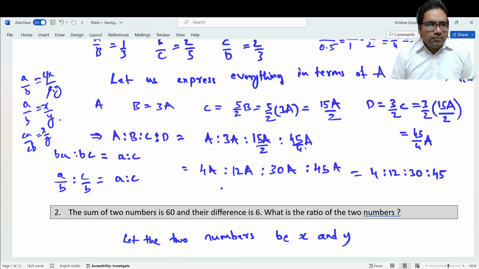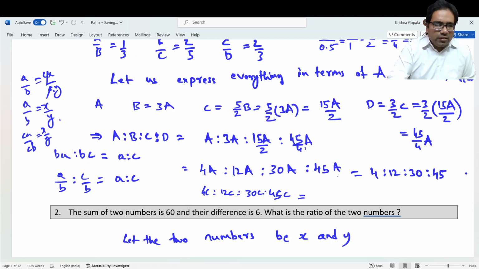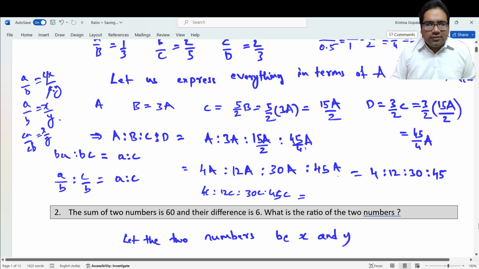Now we also know when there is a constant multiplication, for example, 4c equal to 12c equal to 30c equal to 45c, it is in this format only, right? So this will obviously be 4 is to 12 is to 30 is to 45, because as long as you are multiplying the ratios with the same constant, it doesn't matter. It is still the same, right? So the a's we can cancel out. So it becomes 4 is to 12 is to 30 is to 45.